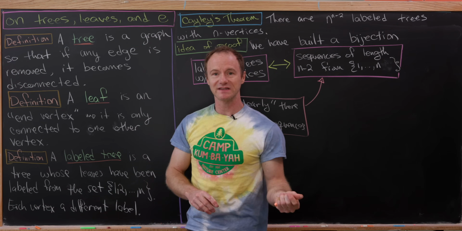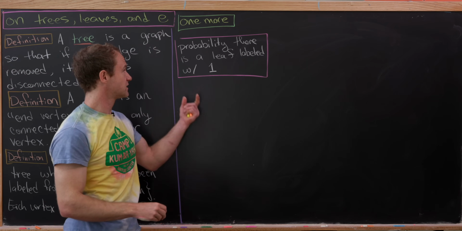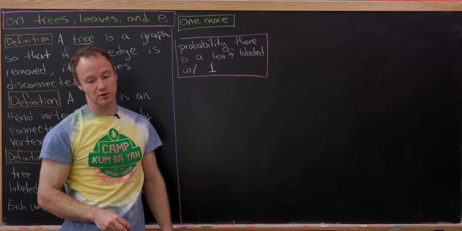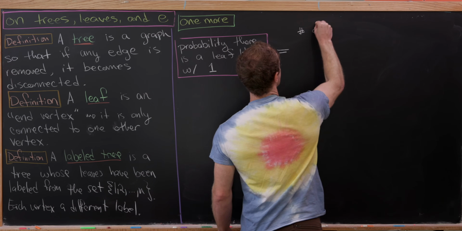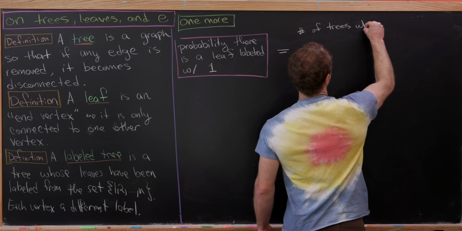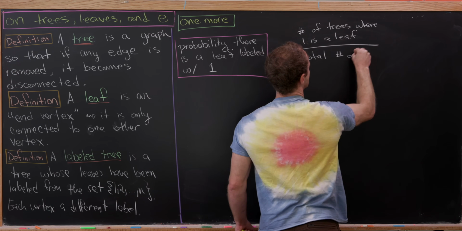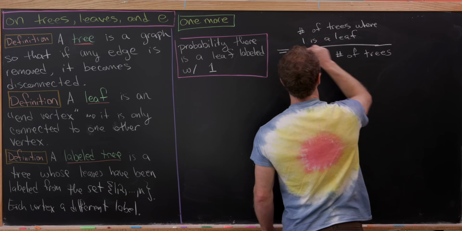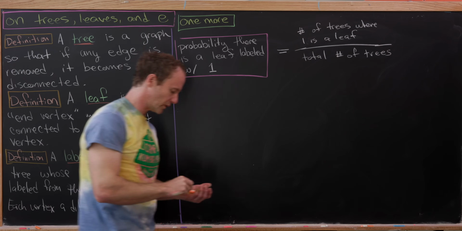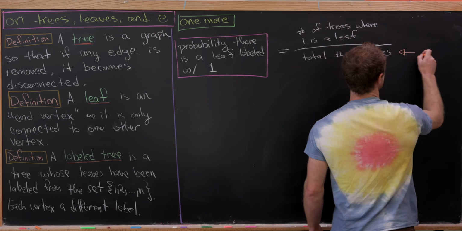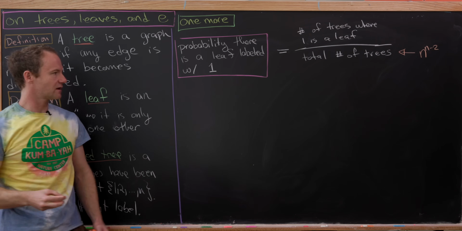Okay, so let's go up and look at the title of this video, On Trees, Leaves, and e. Well, we haven't seen anything about e yet. Let's see how that's related. To finish this up, let's look at the probability that there is a leaf labeled with 1. This is pretty clearly going to be the number of trees where 1 is a leaf divided by the total number of trees, where I'm not writing labeled trees here, but that's our setting. We're looking at labeled trees. Obviously that denominator we know from what we just did is n to the n-2.